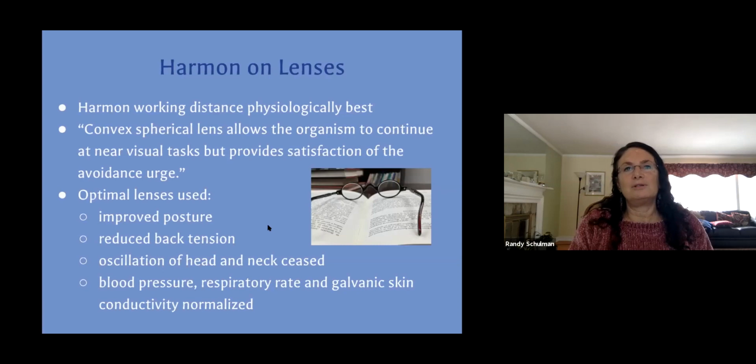Darell Boyd Harmon, I'm sure you've heard about the Harmon working distance, and that's the most comfortable and physiologically ideal place to put reading material. He talked about the fact that a convex lens will allow somebody to continue to do a near task without the avoidance urge. So again, wordy, but what it's suggesting is that this optimal lens, which is a plus lens, will improve posture, reduce back tension, and will make it easier for the individual to engage and learn.